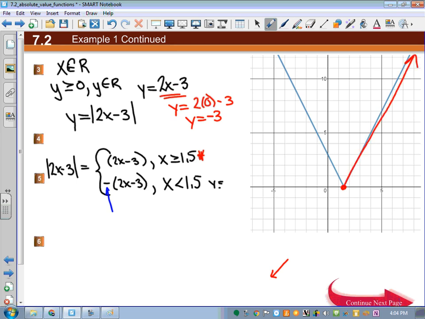The second piece, which I'm going to put a little green asterisk beside, is going to be a negative times 2x minus 3. Now, essentially what that does is it changes the slope to a negative value and also changes the y-intercept, but it accounts for this piece right here. Now, because x is only less than 1.5, technically that green piece should have an open dot there, but that dot gets covered by the positive case. So the combination of the green and the red graph are the absolute value of 2x minus 3.